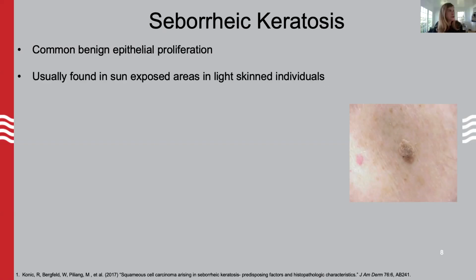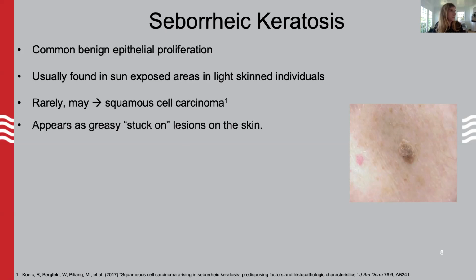They are usually found on sun-exposed areas in light-skinned individuals and rarely may transform into squamous cell carcinomas. They appear greasy and stuck on and are well circumscribed. They can be small or large, but they're usually fairly round to oval in shape.